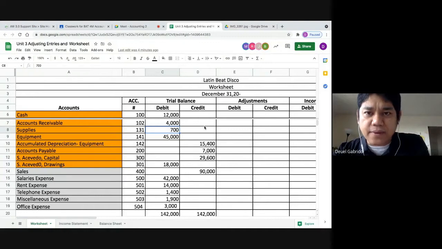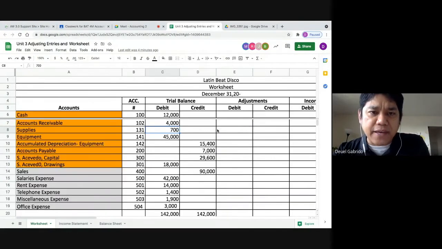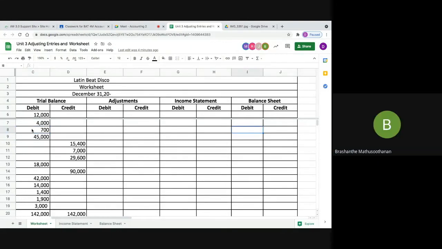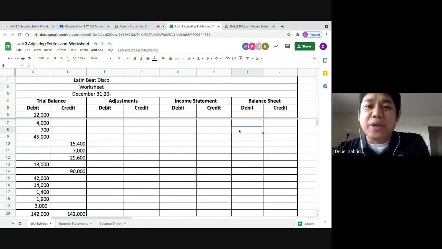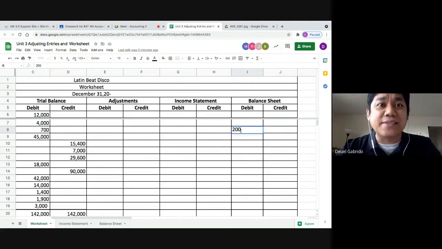How much shall we put, guys, in the balance sheet if I ask you? How much supplies are we putting? Is it 700 or 200 in the balance sheet? 200. So we will record the actual. But of course, before we write 200 here, we need to make an adjusting entry. How do we make it right?